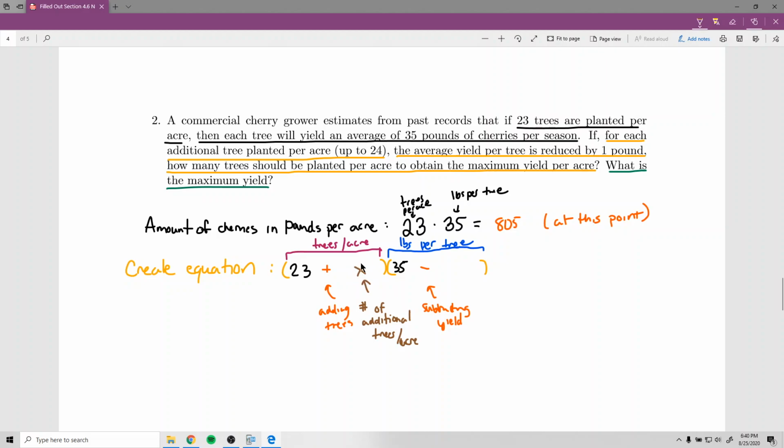So for every additional tree per acre that is planted, up to 24 just means they don't want to add more than 24, so 47, but we don't need to worry about that right now. So for every additional tree, there is a loss of 1 pound per tree. So this is just a 1 times X. The reason I'm writing the 1 in here is because you might lose something more significant. If you lose 2 pounds per tree, then you would do a 2X. 3 pounds per tree would be a 3X.